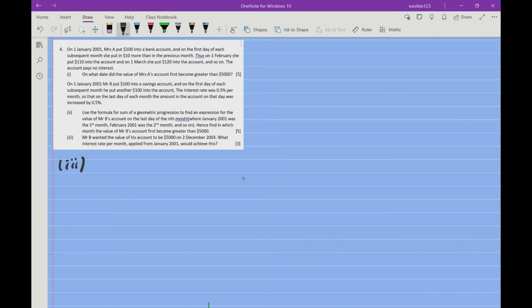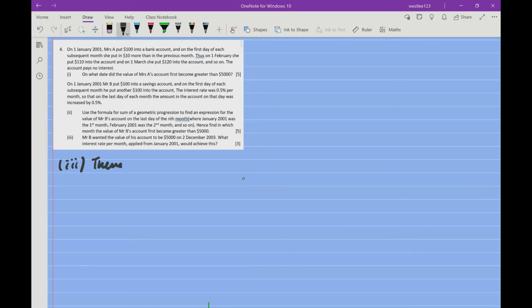Okay, part 3. Mr. B wanted the value of his account to be $5,000 on 2nd of December 2003. So what interest rate per month would achieve this? Now, one very, very important thing you need to note is that he's looking at how much he has on 2nd of December, not end of December. So for December 2003, there was no interest applied. All right. So if that is the case, write this down.